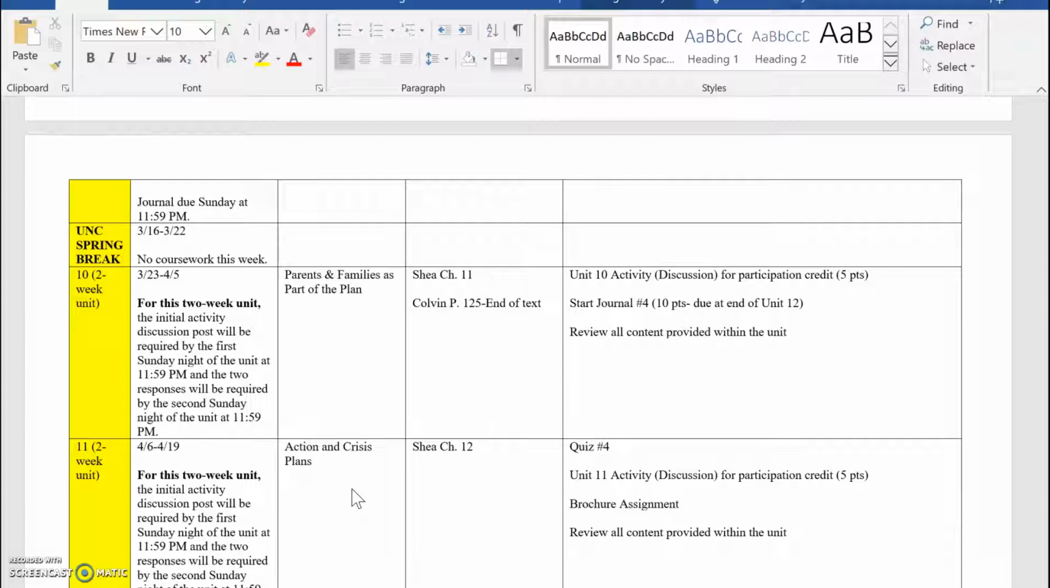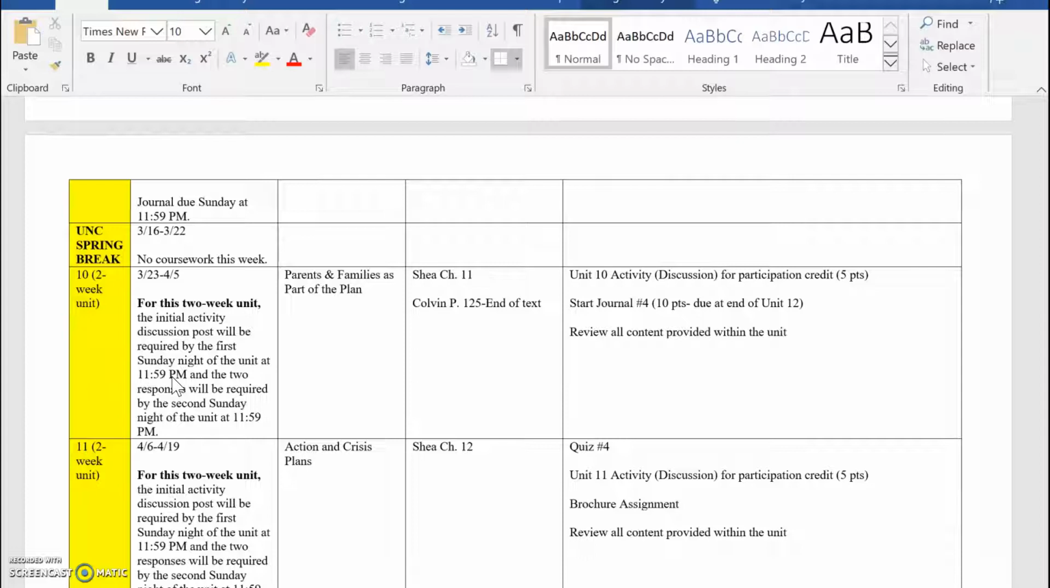Time flies. So please do know the 2-week units are an opportunity for you to really work on that FBA BIP assignment. And the initial discussion post, because this unit is 2 weeks long for our activity discussion, will be due the first Sunday of the unit. So a week in to the unit, it begins on Monday. And that Sunday, after we've been in the unit for a week, your initial post will be due by 11:59 p.m. So you've got a week to write that.